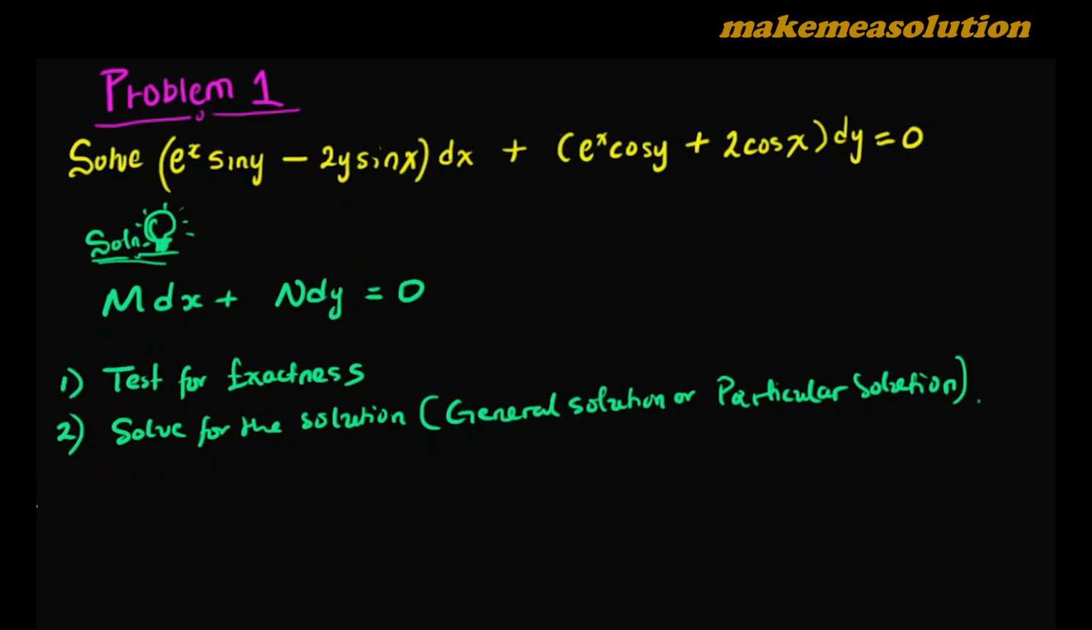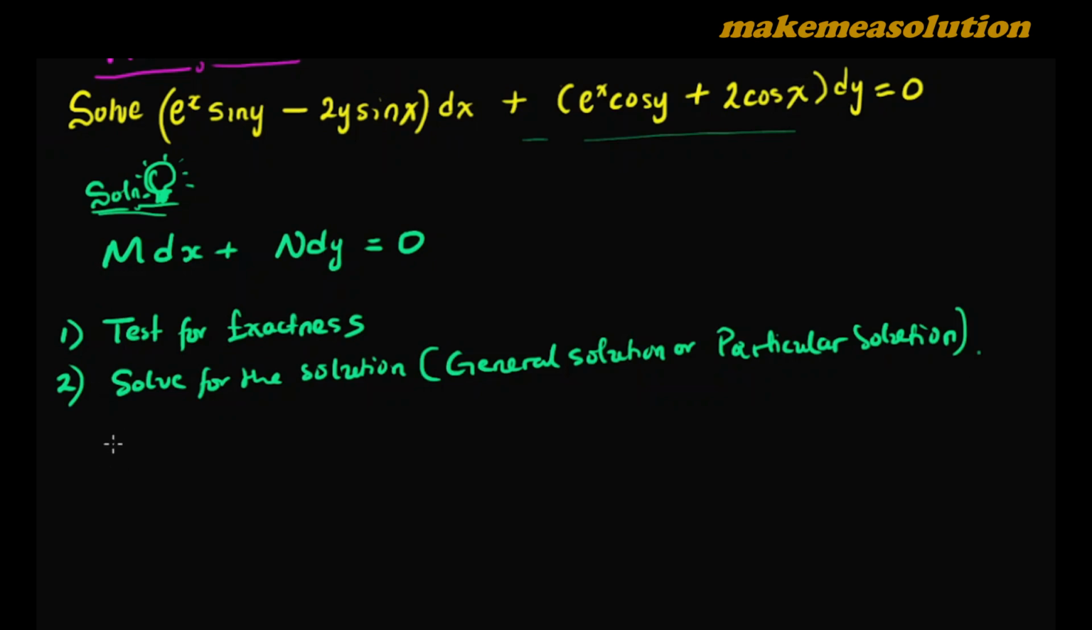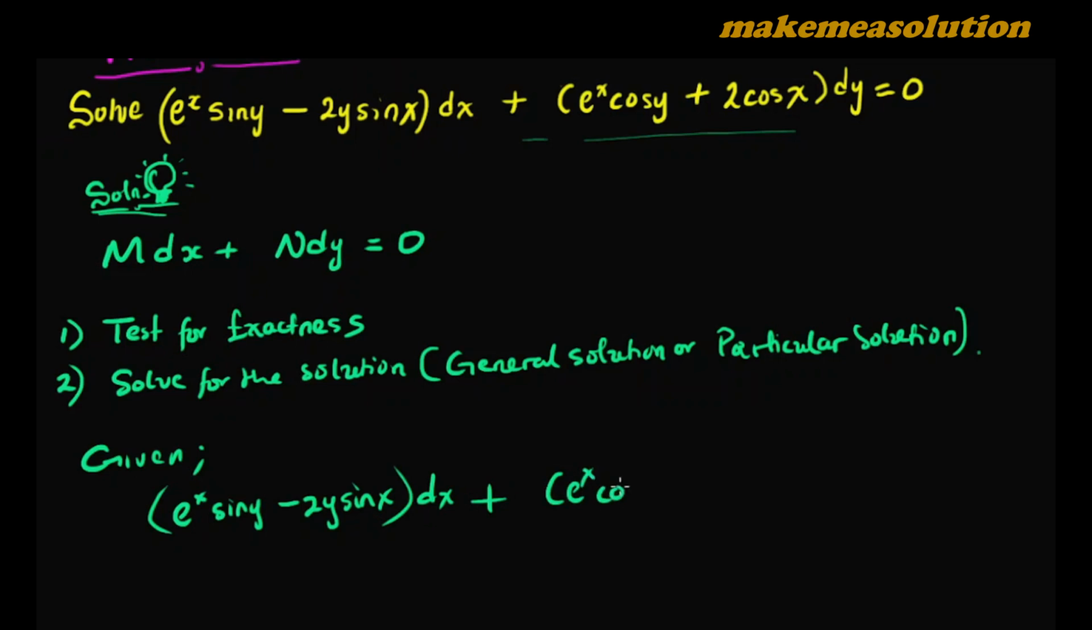Okay, for this particular question, it's only a differential equation that we can see here, so we are going to be looking for the general solution. The first thing is we are going to test for exactness. Now you're given this differential equation: e^x sin y − 2y sin x dx plus e^x cos y + 2 cos x dy equals 0.